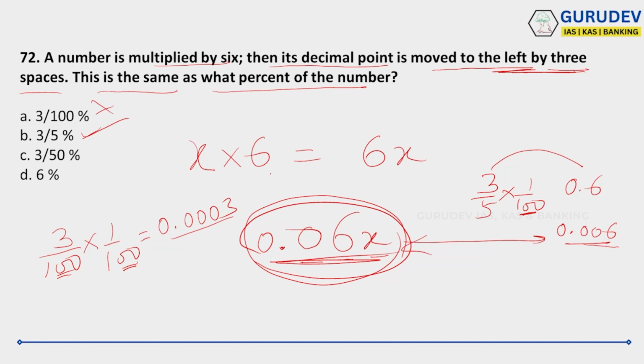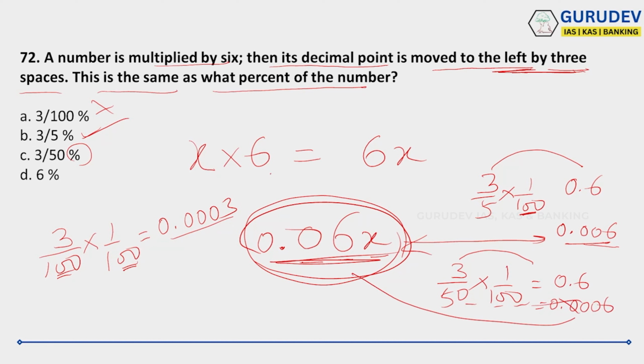Let us check option number 3, what it is saying. 3 by 50 into percentage is there. So let us check the percentage as 1 by 100. 3 by 5 is nothing but 0.6. We have 3 zeros in the denominator. If I write this as 0.0006, it doesn't match with this one. So option number 3 is wrong. Obviously option number 4 is wrong. So the option will be 3 by 5, that is, the second will be the right answer.